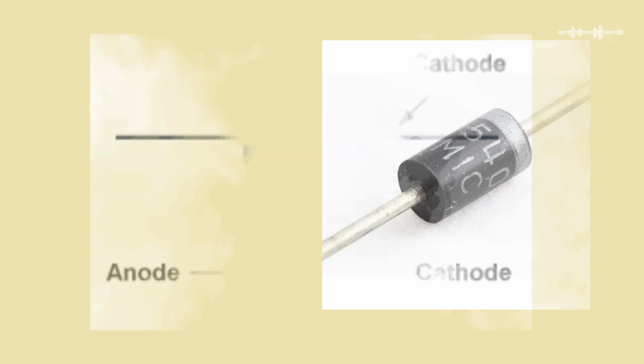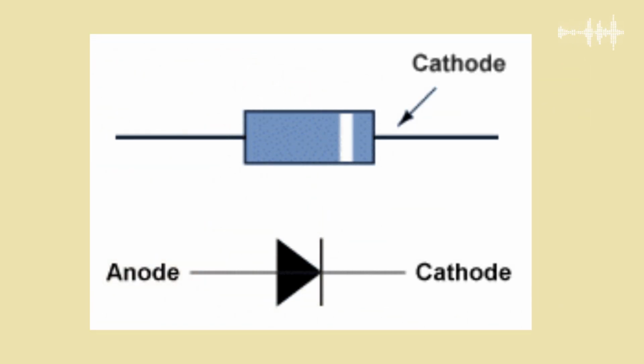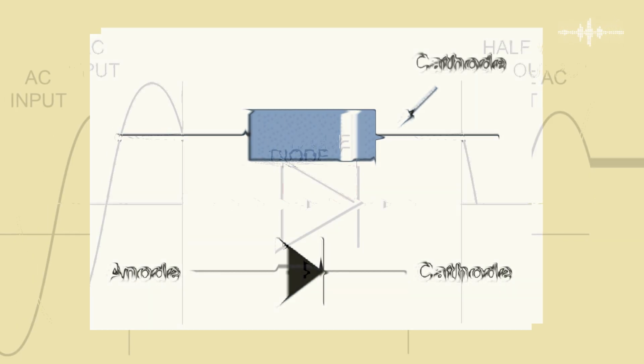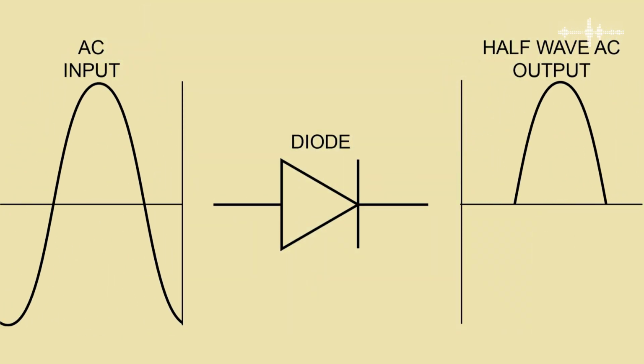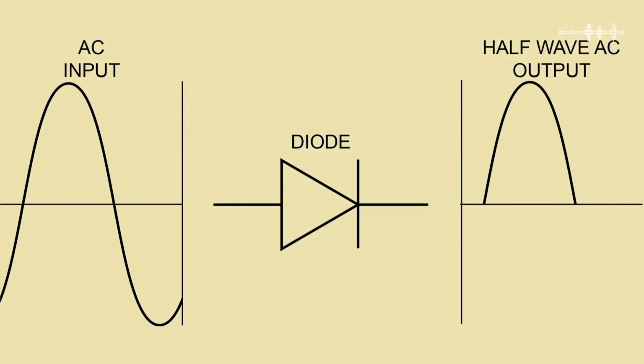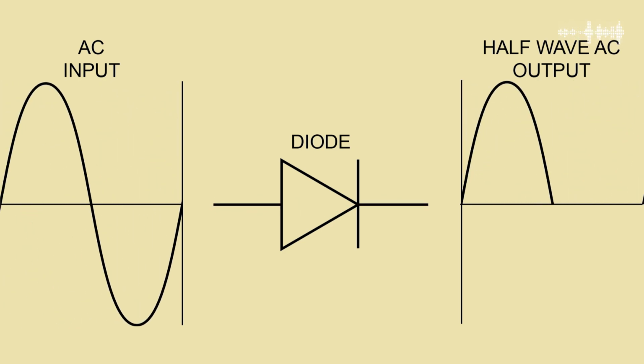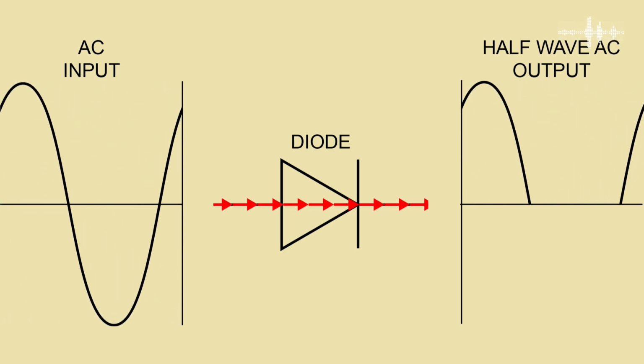A diode is a small but essential electronic component with two terminals, an anode and a cathode. This tiny device plays a big role in controlling the direction of current in electronic circuits. In circuit diagrams, diodes are represented by this symbol, a triangle pointing to a line. The triangle indicates the direction in which current is allowed to flow, from the anode to the cathode.